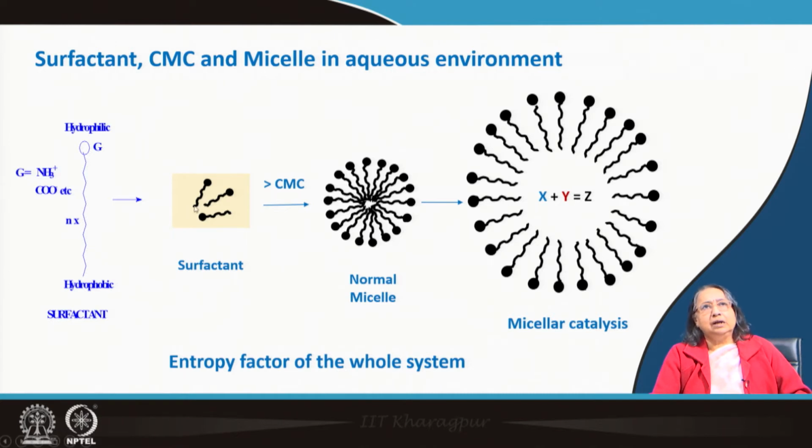But if you increase the concentration and reach the CMC, the critical micelle concentration, in water, these surfactant molecules arrange themselves in a spherical structure. This is shown in 2 dimensions, but actually it is a 3 dimensional spherical structure. This is called a micelle, and it happens only above the critical micelle concentration.